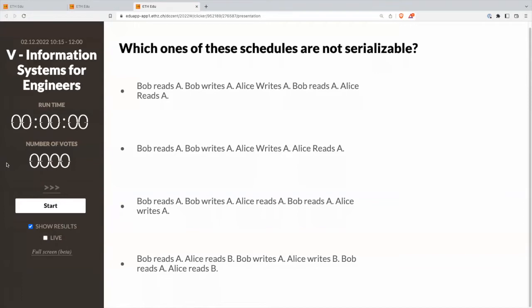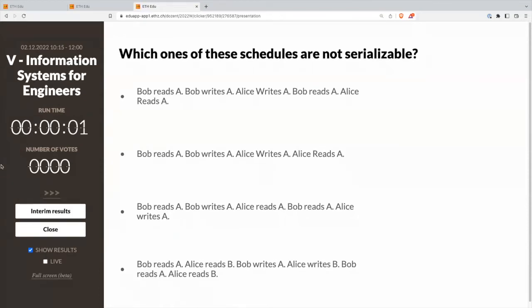Oh, maybe I should start the question, otherwise you cannot enter your answers. There you go. So the ones that cannot be serialized, that are not serializable.